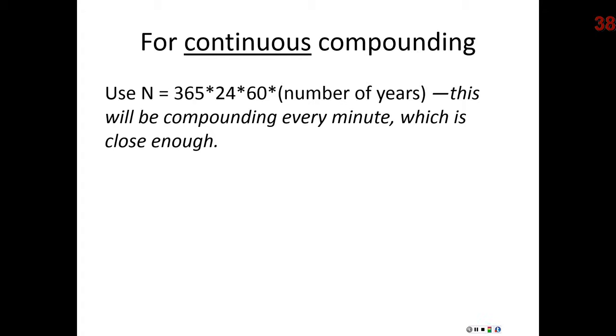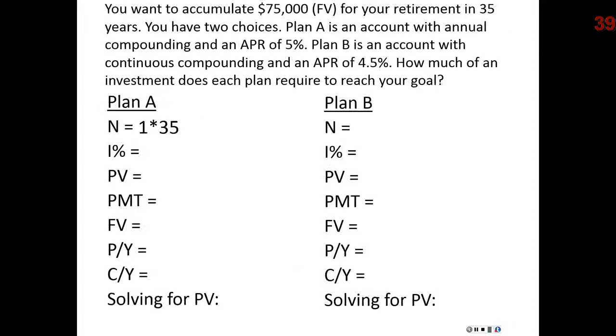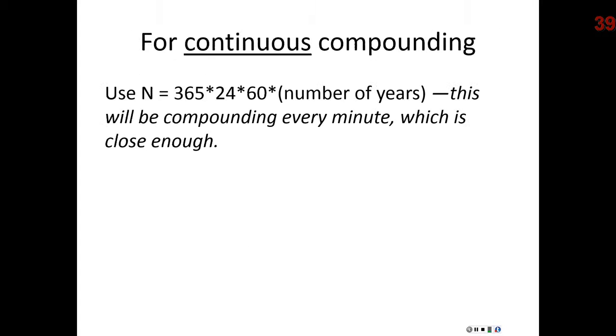So, let's look at this right here. It says APR versus APY. Now, the APR is your annual percentage rate. Your APY is your annual percentage yield. Basically, I think they call it this way.